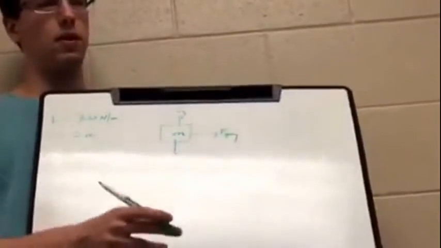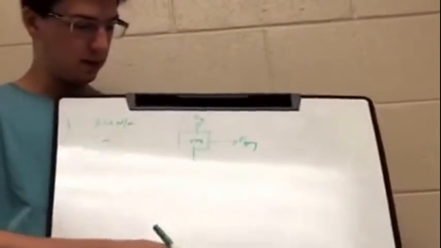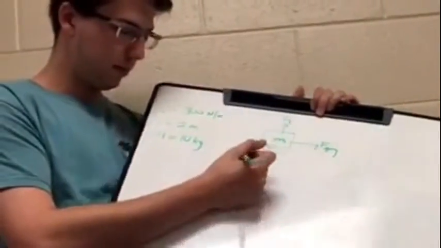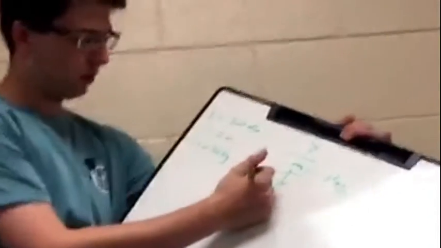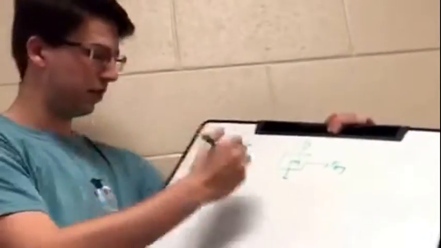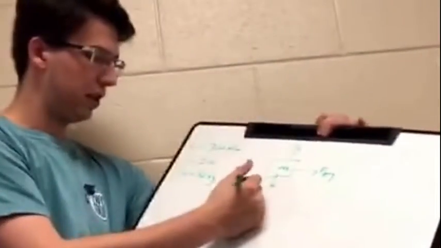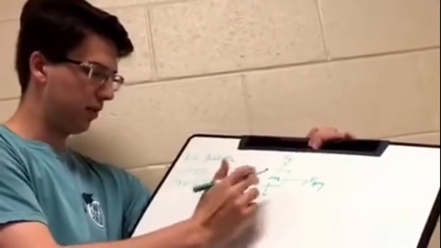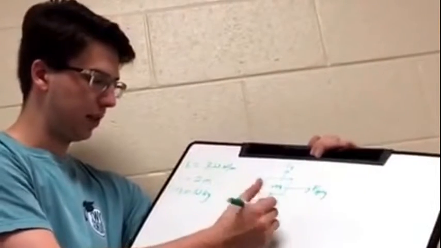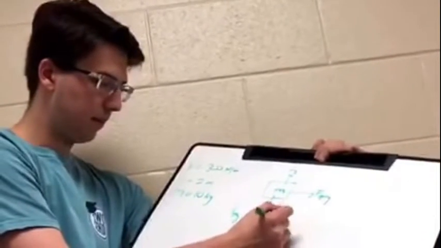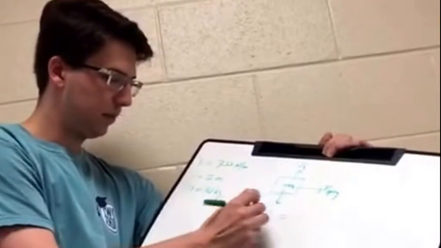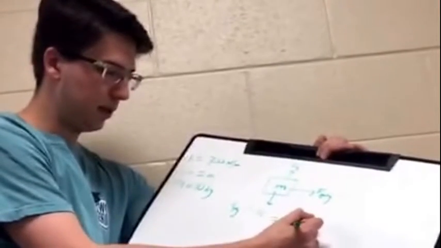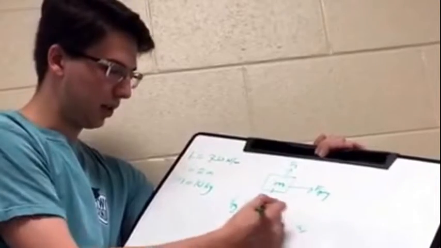So we're going to use our energy equations like we talked about earlier to solve for this. So you just want to set it up. It's going to be like a total change in energy. So potential energy at the beginning of the spring plus kinetic energy at the beginning is equal to the potential energy at the end plus the kinetic energy at the end.